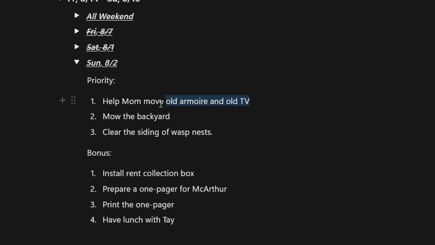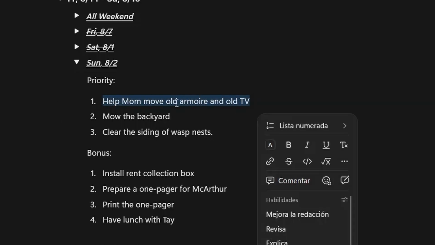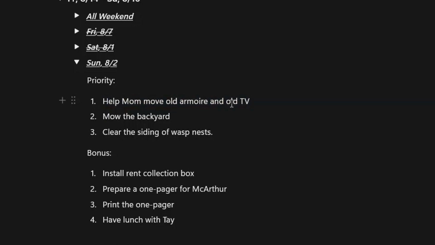But anyway, we got to help my mom move that old armoire because she's going to take it, and the old TV, which used to be theirs, and then I used it for a while. And anyway, I'm getting off track a little bit. Mowing the backyard and clearing the siding of wasp nests. I'll show you how I arrived at those two tasks before I came to this system. This is where things get interesting.